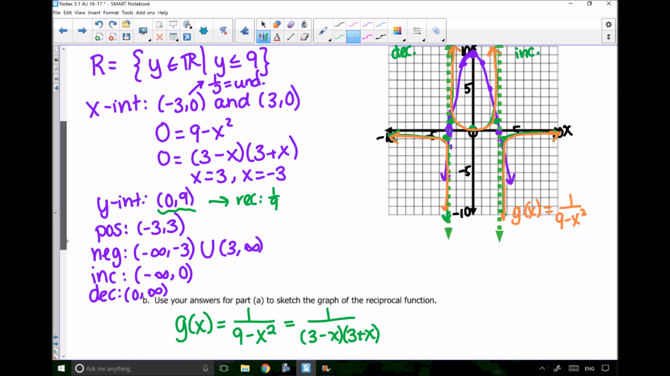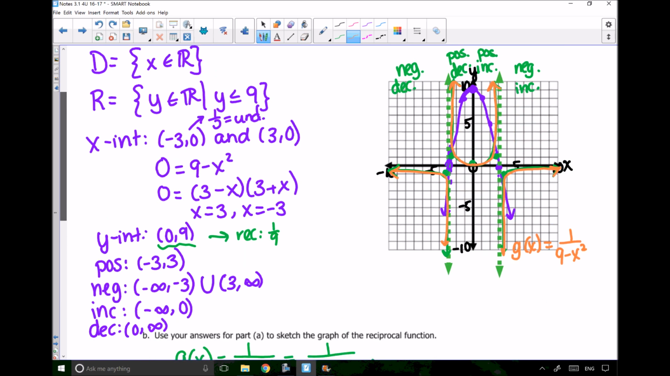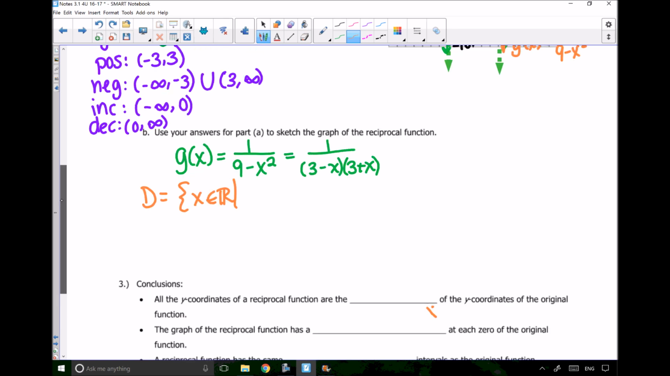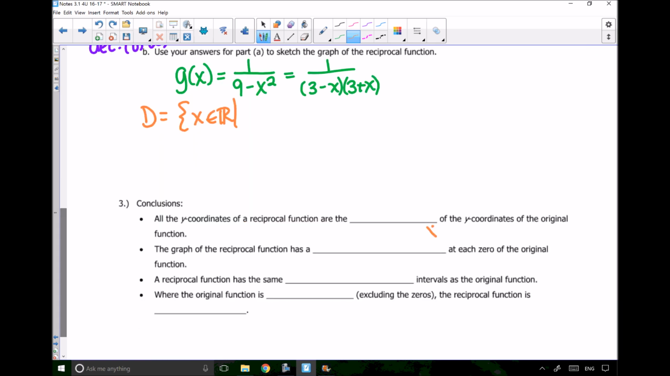Okay, so now let's write out all of our information. We know that our domain is going to be all x values except where my asymptotes occur, and they occur at x equals -3, and they occur at x equals 3. Okay, so I know that my asymptotes will happen when x equals -3 and x equals +3, so x can be any real value except for plus or minus 3.